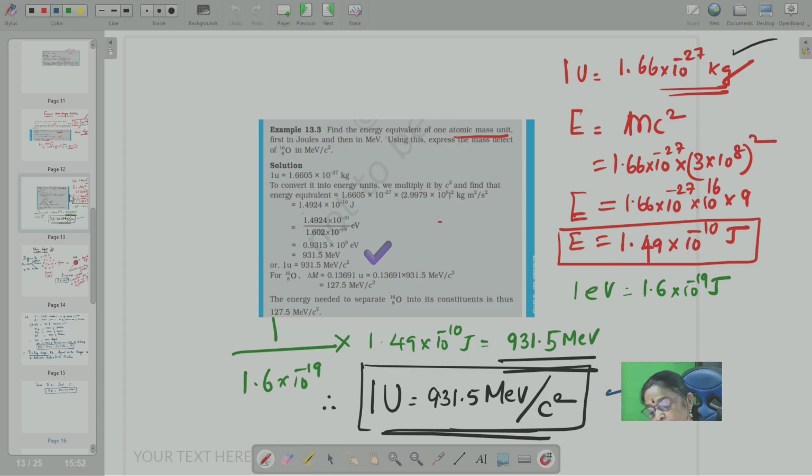So now one such example is given. Using this expression, express the mass defect of oxygen-16 in mega electron volt. So now the delta M value you have to find out, the mass defect. So how do we find out the delta M value?